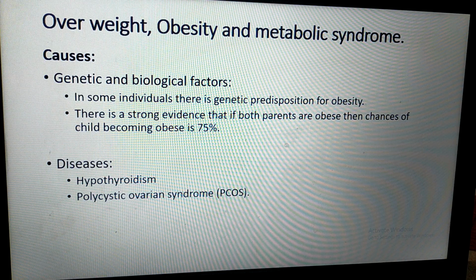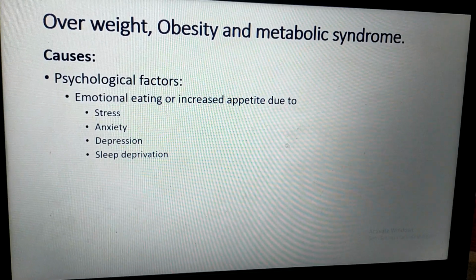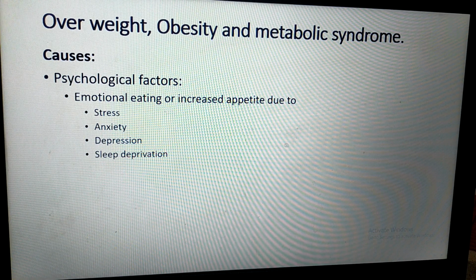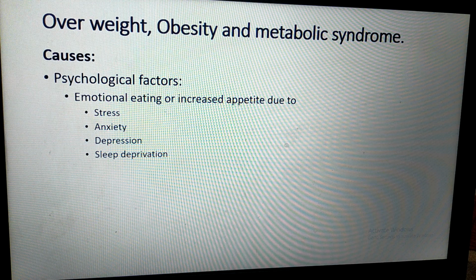Next cause is polycystic ovarian syndrome. This is also a very common disease among females nowadays. Psychological factors. Emotional eating. Emotional eating means eating without need, or there is increased appetite without need, and this may be due to stress, or if the person is anxious, or has depression or sleep deprivation. So all these factors lead to increased appetite, which is called emotional eating.